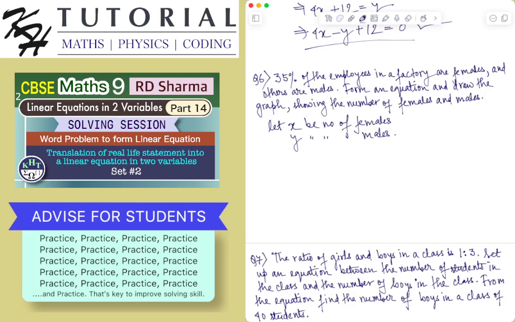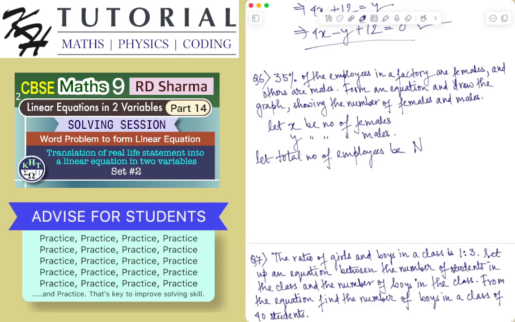Now what is the fact given based on which we will be able to create a linear equation in x and y? It is telling that 35% of the employees in a factory are females, and others are males. That is, 65% are males. So let the total number of employees be N.